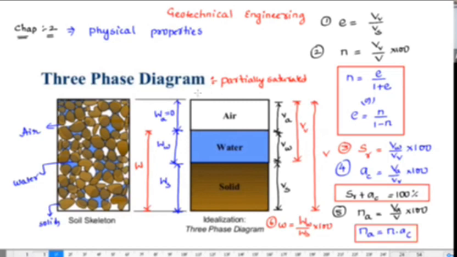So basically, for a given soil, how many states are there? If the entire voids are filled with water, fully saturated. If voids are filled with air, dry state. And with both water and air, partially saturated.